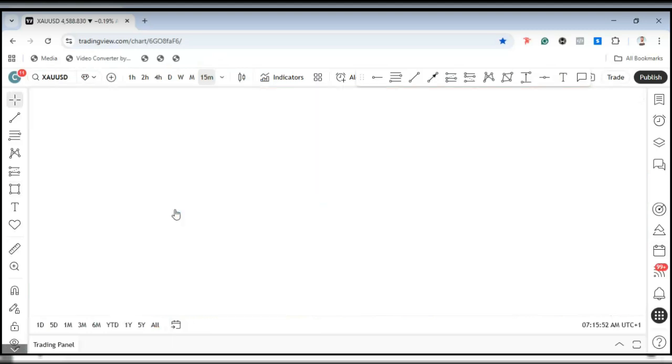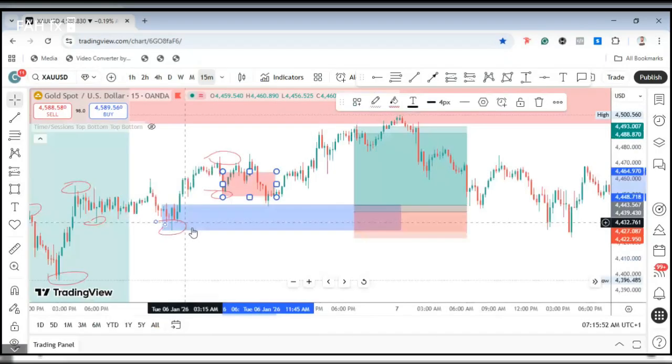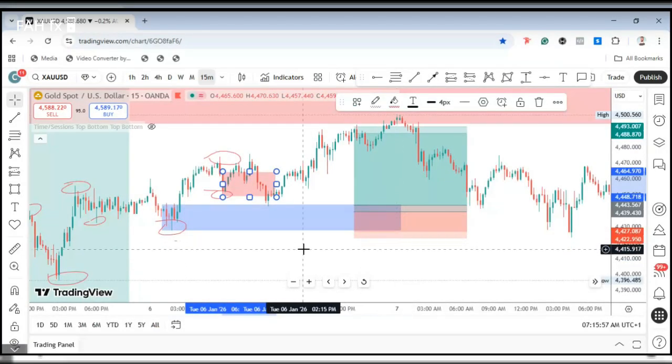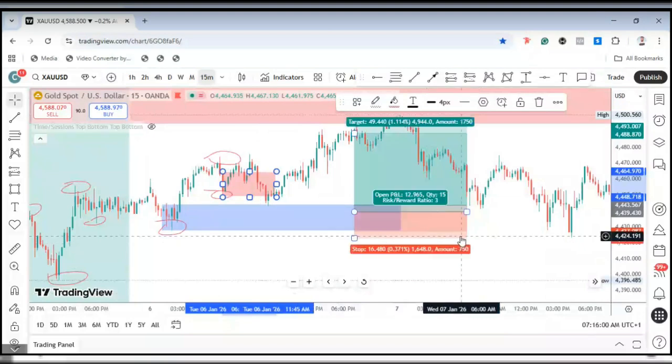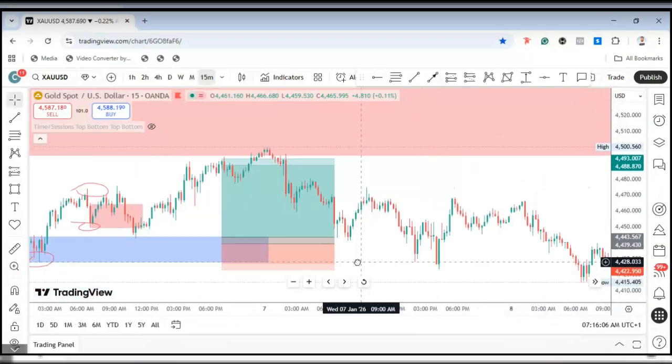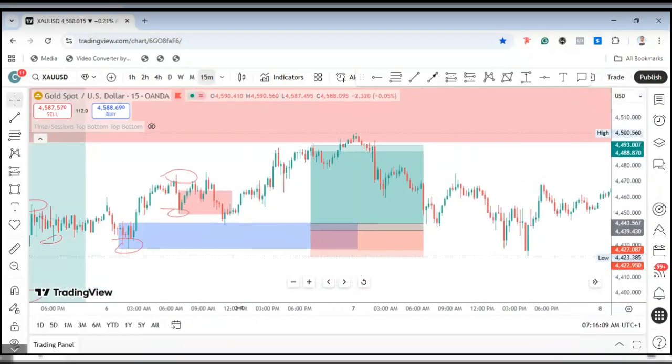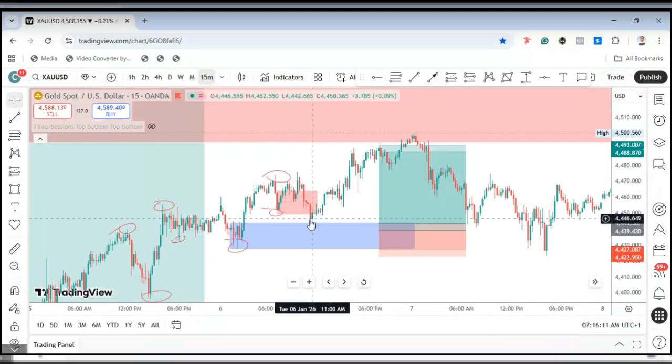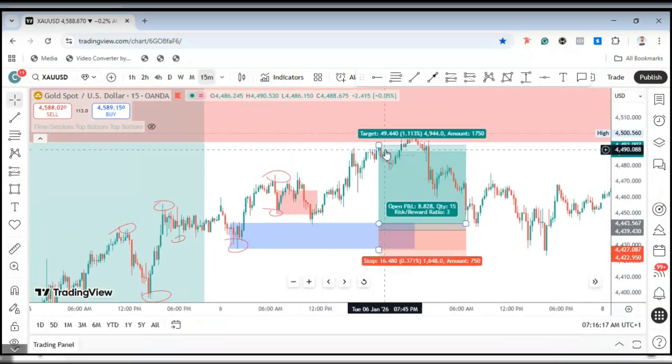So this was why I took this trade. And look at what happened. Price gets into my zone, taps my demand, and goes up. It gave us around 3 risk to reward, which means if I'm risking $10, I'm getting back $30 as profit.